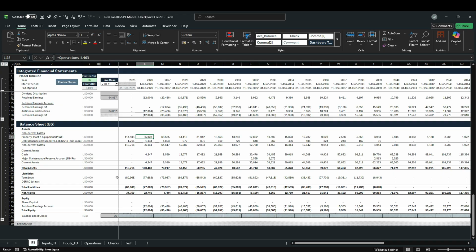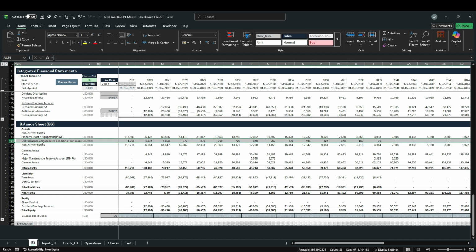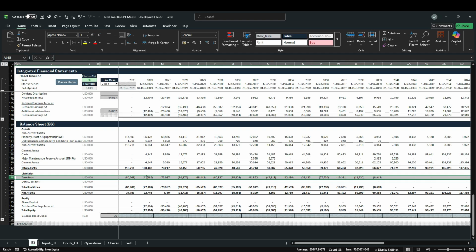Great, this was it modeling wise for this lesson, but let's also jump over to our financial statements really quick. We still get a balance sheet error, which is expected. But what we now see is a debt issuance cost on our balance sheet. That's the amortization of our upfront fee over time. We also see a term loan on the liability side. This is our term loan balance that decreases over time.